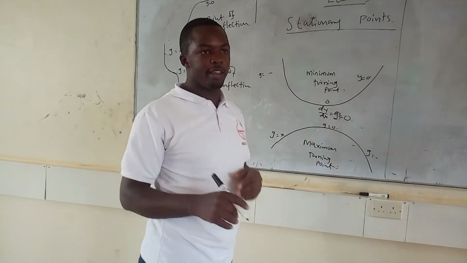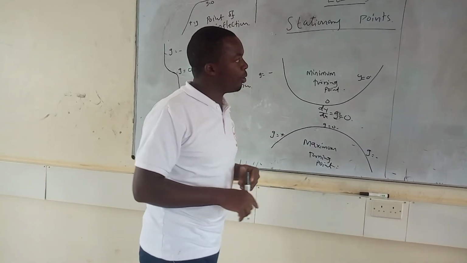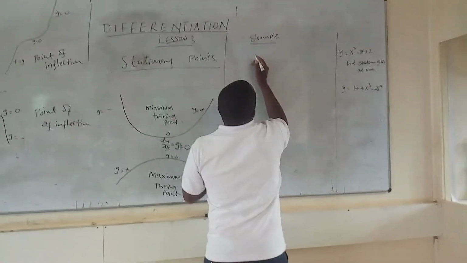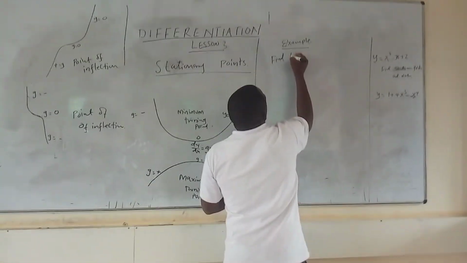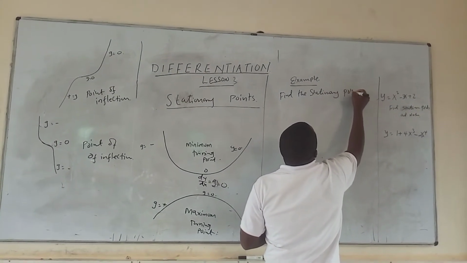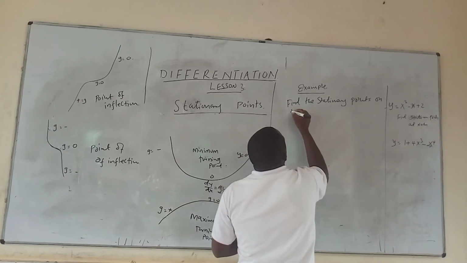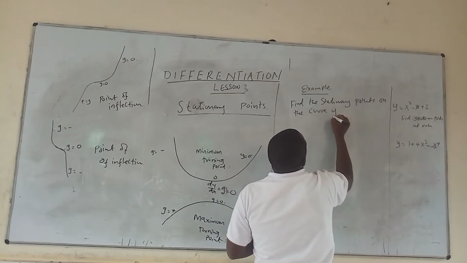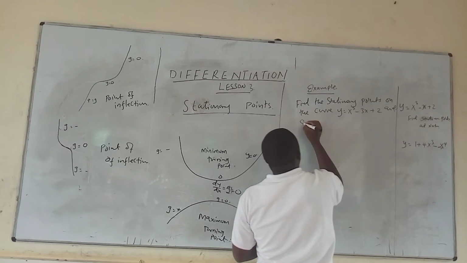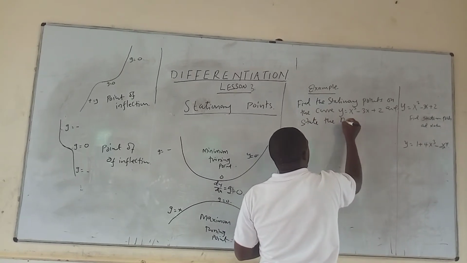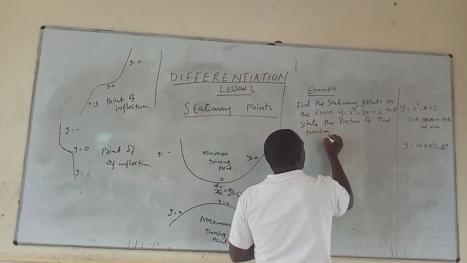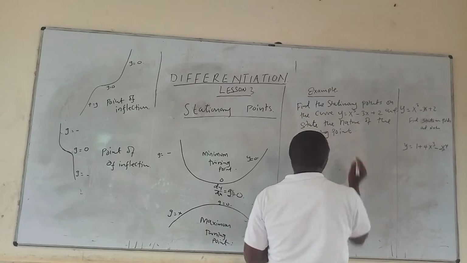So we are going to do an example on how to get the turning points. Find the stationary point on the curve y = x³ - 3x + 2, and state the nature of the turning point. That is what we are going to look at.